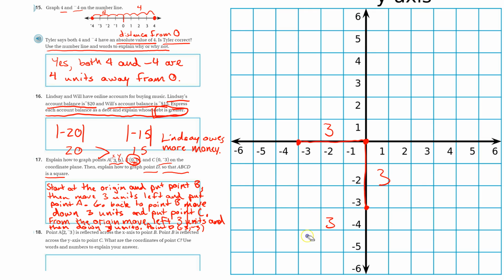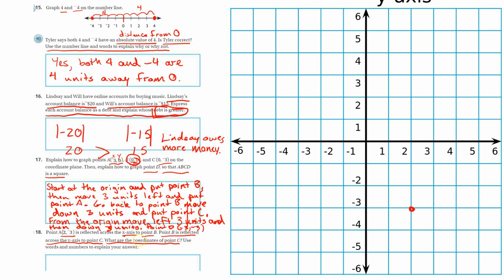Okay, I'm going to erase. It says point A is at 2, -3. It's reflected across the x-axis to point B. Point B is reflected across the y-axis to point C. What are the coordinates of point C? Oh man, that's a lot of work. Okay, so let's start with graphing point A. 2, -3. So to the right 2. We always do the x first. Down 3. That's going to be right there.